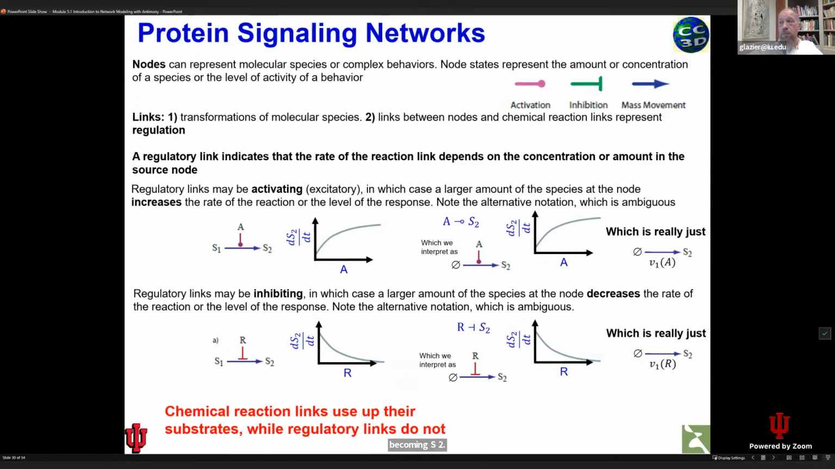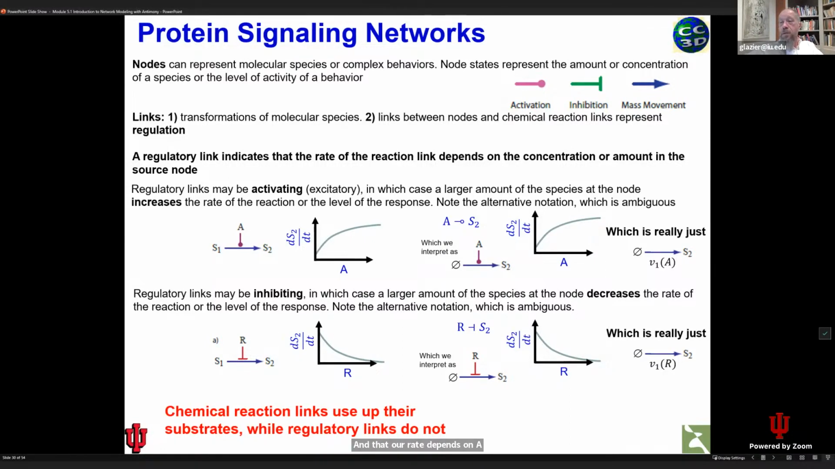Sometimes that will be written simply as A promotes S2. That has to be interpreted as a chemical reaction. Nothing goes to S2 at a rate depending on A. And that really is just a statement that nothing goes to S2 and that our rate depends on A.